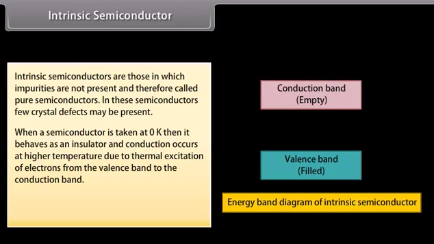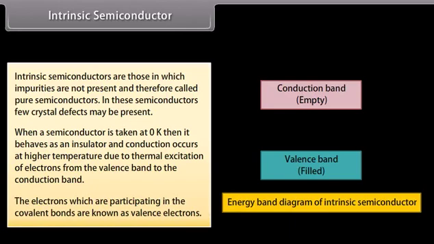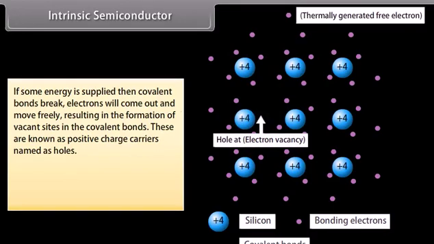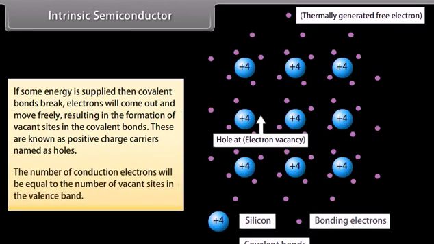Let us consider silicon, which has 4 valence electrons. In order to gain stability, it has to make 4 covalent bonds. The electrons participating in the covalent bonds are known as valence electrons. If some energy is supplied, then covalent bonds break. Electrons come out and move freely, resulting in the formation of vacant sites in the covalent bonds. These are known as positive charge carriers, named holes. The number of conduction electrons will be equal to the number of vacant sites in the valence band.